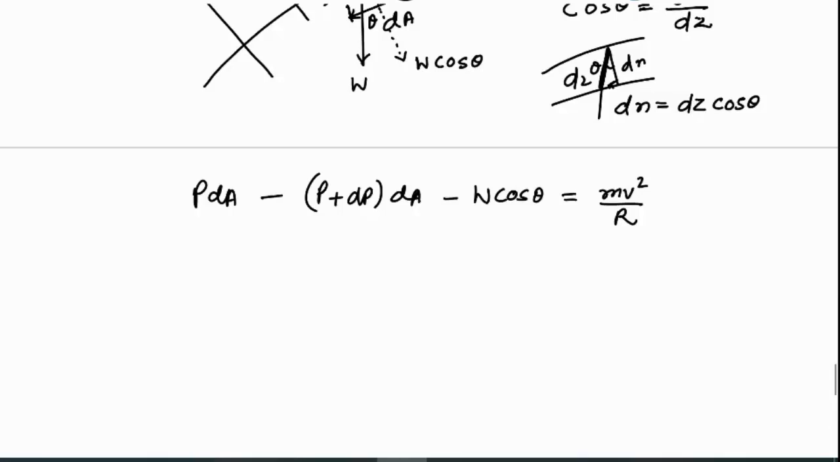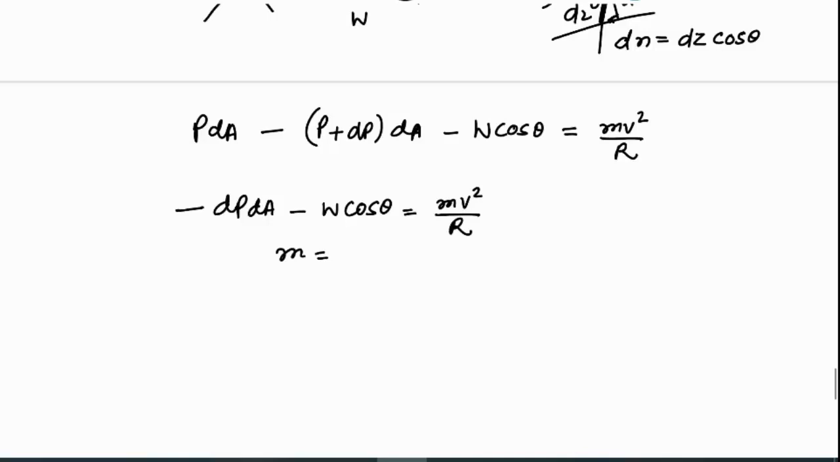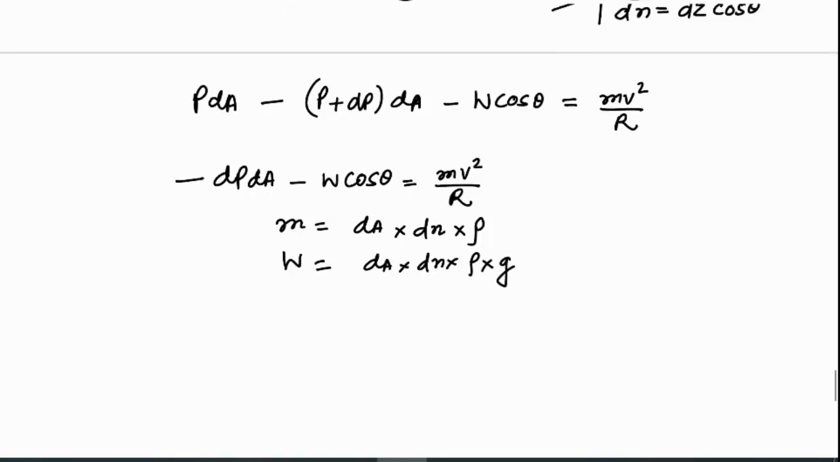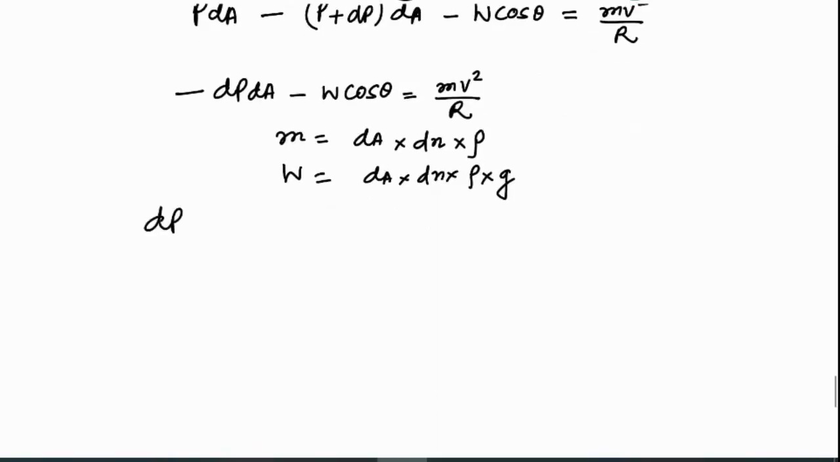So you can plug it here. PdA cancels out, so you have minus dP times dA minus W cos theta is equal to mv square by r. Mass is known: m is equal to dA, this time the length is dn, earlier it was ds, times rho, and W is this times gz. So if you plug all these values in, you will have dP times dA plus W cos theta plus mv square by r equal to 0.